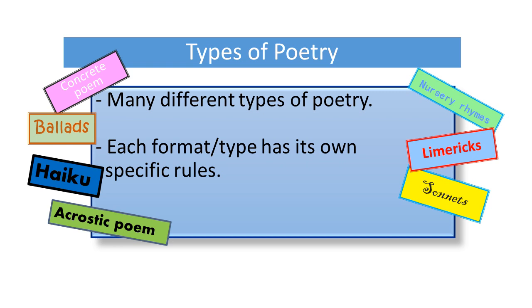This term we are going to focus a lot on poetry and also on the different types of poetry. Now there are many different types of poetry: nursery rhymes, limericks, sonnets, Italian sonnets, Shakespearean sonnets, haikus, ballads, concrete poems, and each of these formats has its own specific rules. For you to be able to write a ballad or a limerick or a nursery rhyme, you need to understand what the different formats look like and what the rules are for each one of these formats.